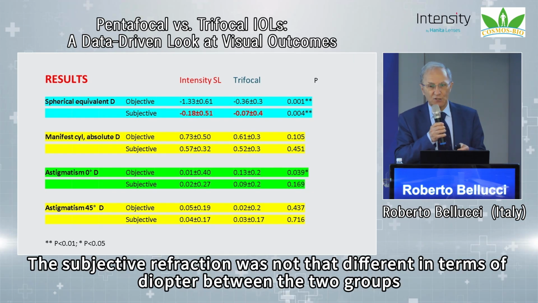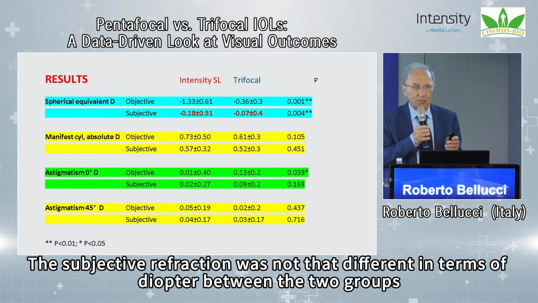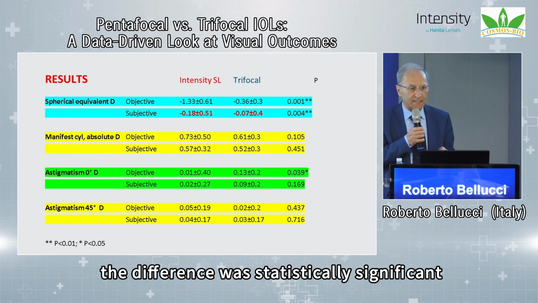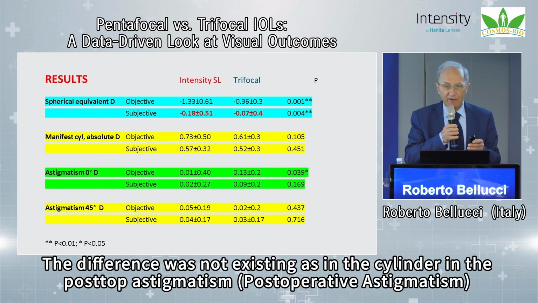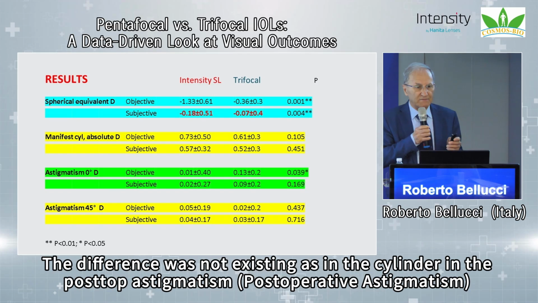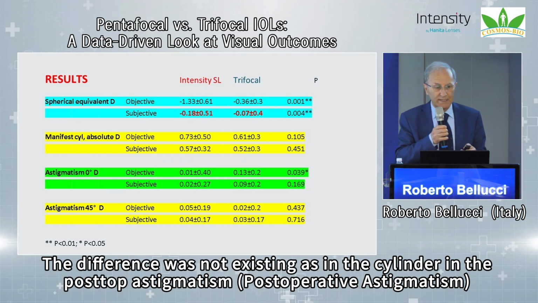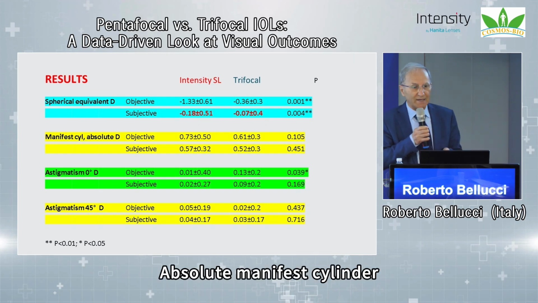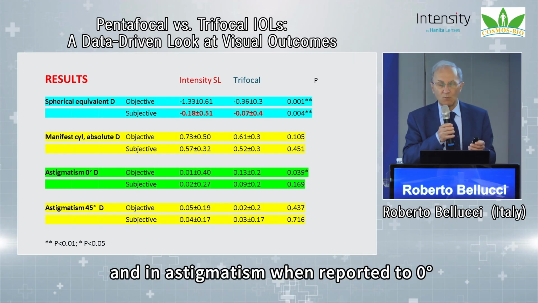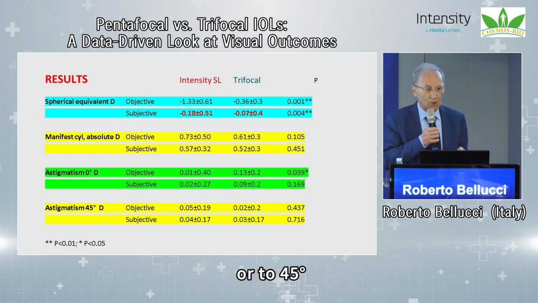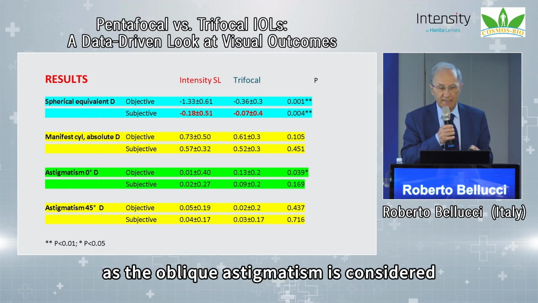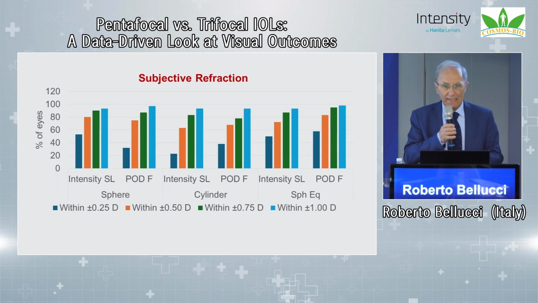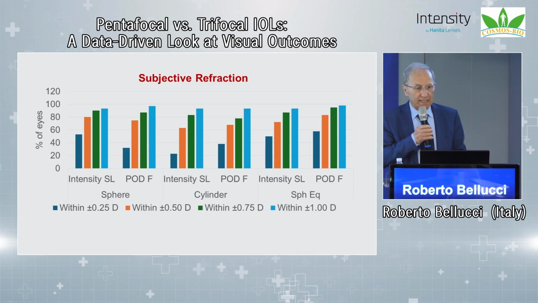The subjective refraction was not that different in terms of diopter between the two groups. However, the difference was statistically significant. The difference did not exist in the cylinder, in the post-op astigmatism, both in absolute manifest cylinder, and in astigmatism when reported to 0 degrees or to 45 degrees, as the oblique astigmatism is considered. This is the subjective refraction.